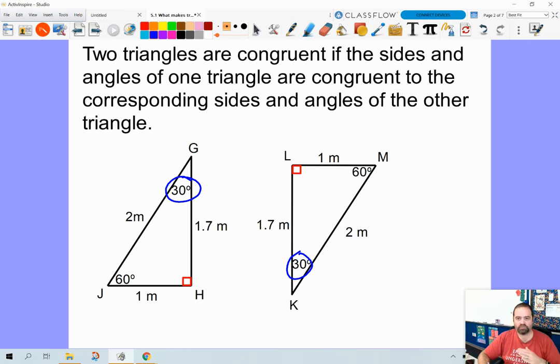And you can go back and forth from left to right and match up all of these pieces, right? Even the sides. I've got a side that's 1 meter here, a side that's 1 meter here, a side that's 2 meters here, a side that's 2 meters here. I don't have to list them all. You get the idea, hopefully. What I'm asking you to do today is to look at these things and be able to write what's called a congruence statement. And we'll get into that in just a second.